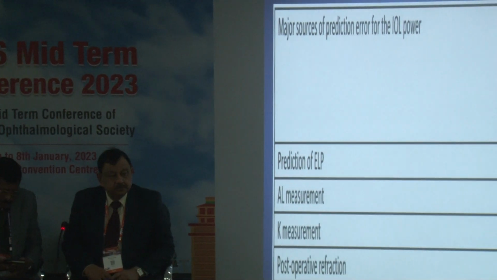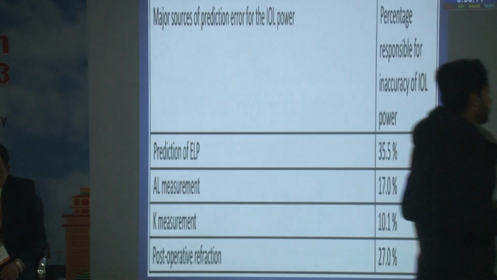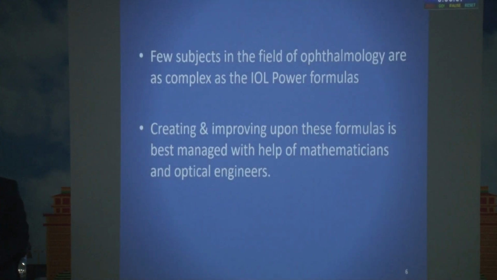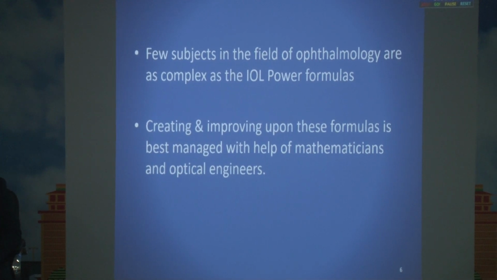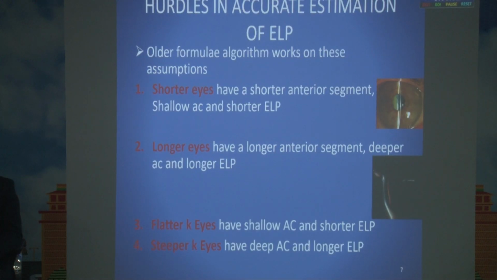And what are the major sources of prediction error for IOL power calculation? ELP prediction 35.5%, followed by axial length measurement and keratometry measurement. Few subjects in the field of ophthalmology are as complex as IOL power formulas because it depends on the help of mathematicians, and we ophthalmologists are not very fond of mathematics.